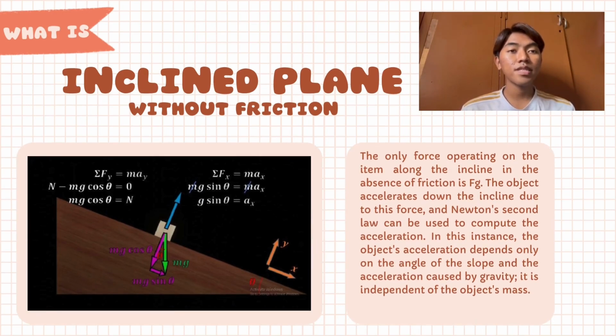Inclined plane without friction is defined as the only force operating on the item along the incline in the absence of friction is Fg. The object accelerates down the incline due to this force, and Newton's second law can be used to compute the acceleration. In this instance, the object's acceleration depends only on the angle of the slope and the acceleration caused by gravity. It is independent of the object's mass.